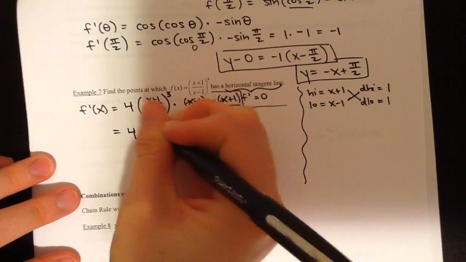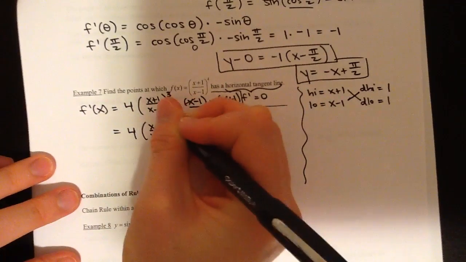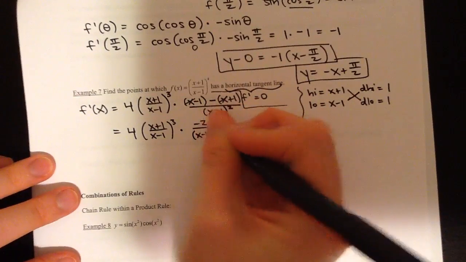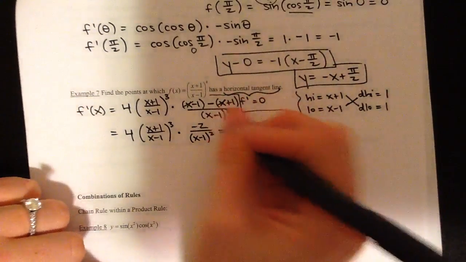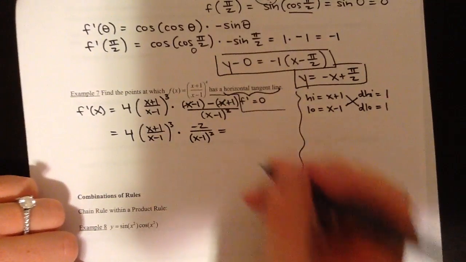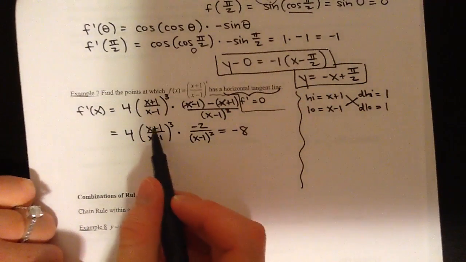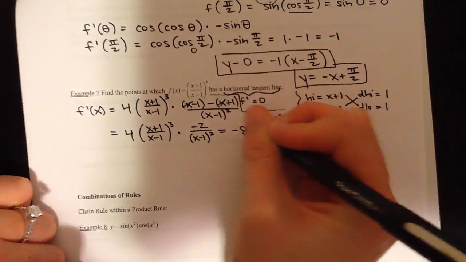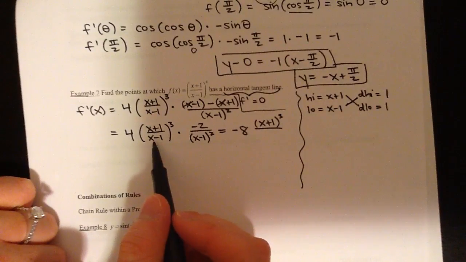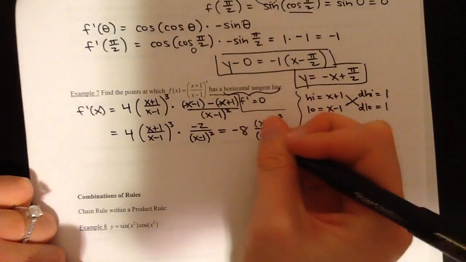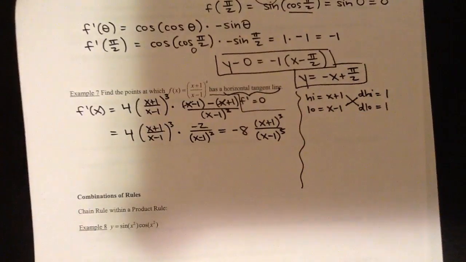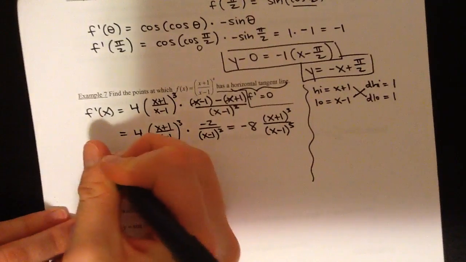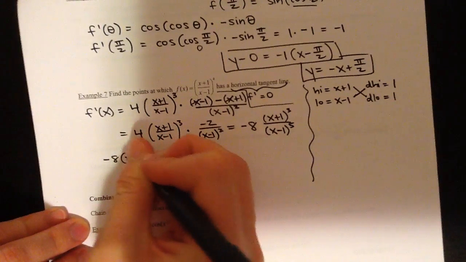So here's where I'm at so far. So then times a negative 2 over an x minus 1 quantity squared. So here's what I've got. The 4 times the negative 2 gives me a negative 8 out front. Then I have 3 copies of x plus 1. And then over here I have 3 copies of x minus 1 times 2 more copies of x minus 1. So I have x minus 1 to the 5th. So now I want to know where that's equal to 0. So I want to set that equal to 0. So that is my last step.